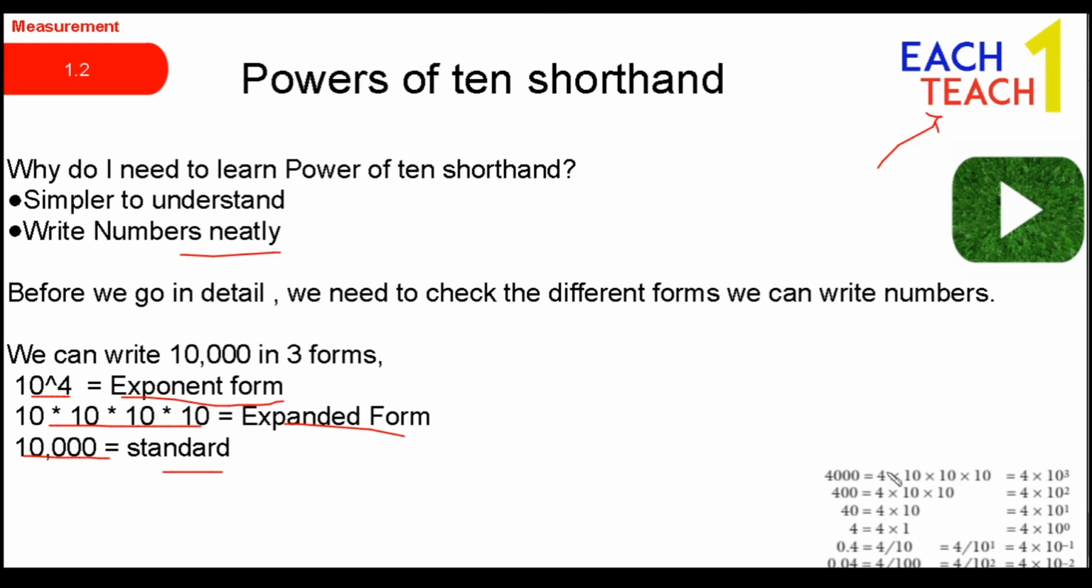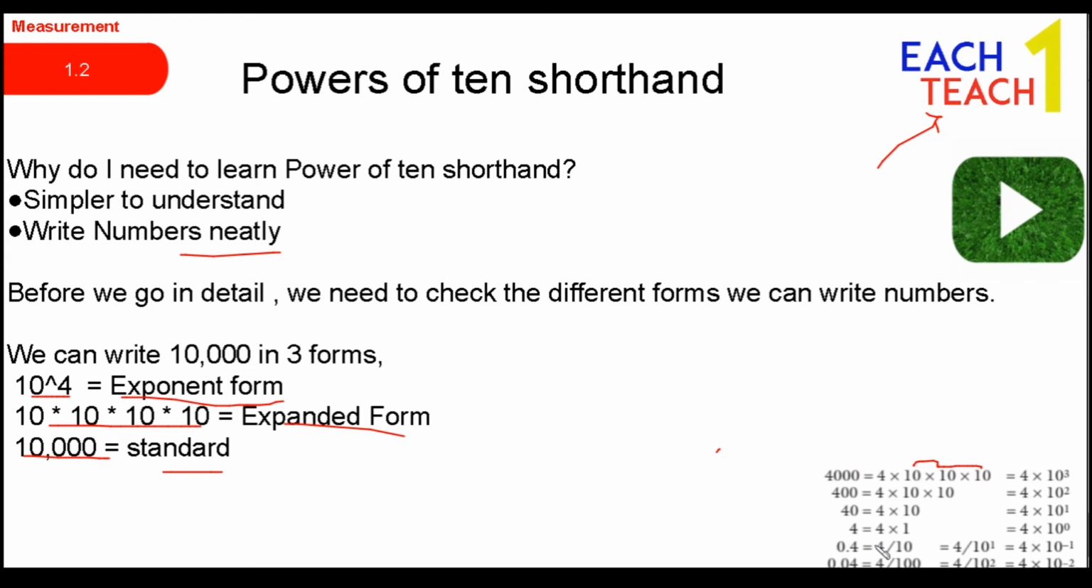So here you can see how it's written. Here as you can see there are 3 tens. So 4000 can be written as 4 into 10 raised to 3, because there are 3 tens. Likewise, in math we have a topic called powers and multiples. You can check that video also. In that video we explain a bit more. So this is all you need to know for now.